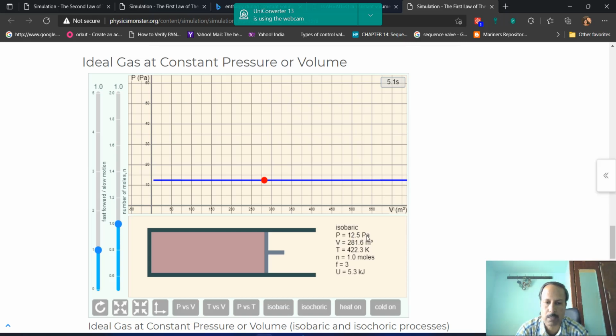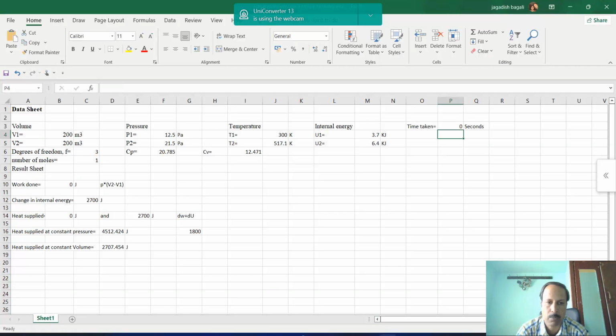Since we are simulating the isobaric process, the pressure remains constant. The new volume is 281.6 meter cube. Pressure is the same, 12.5.